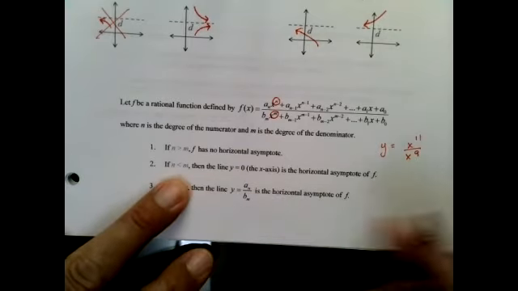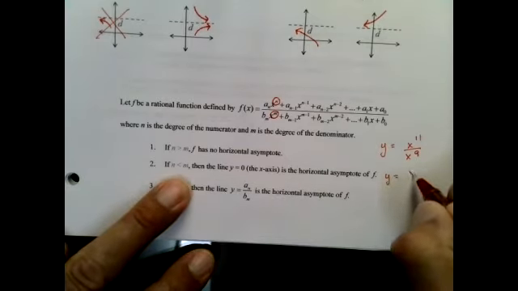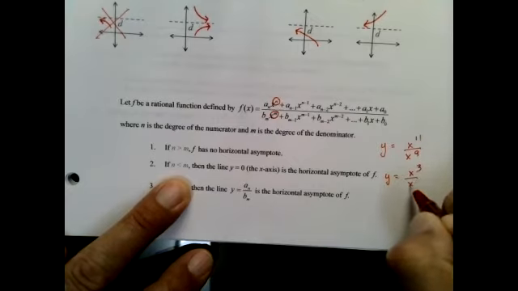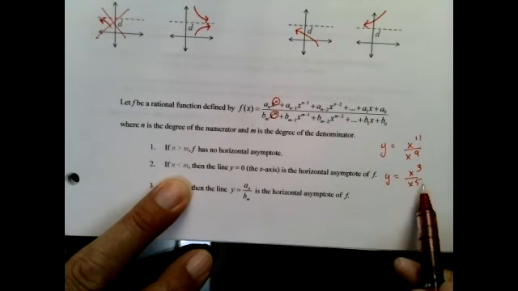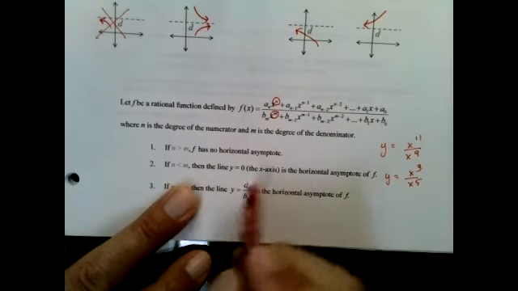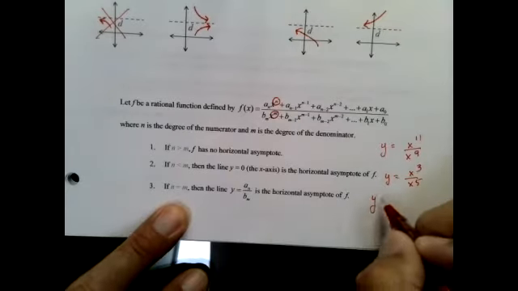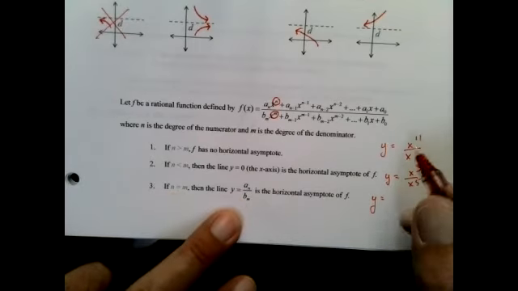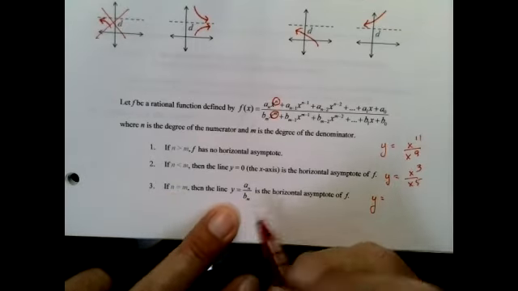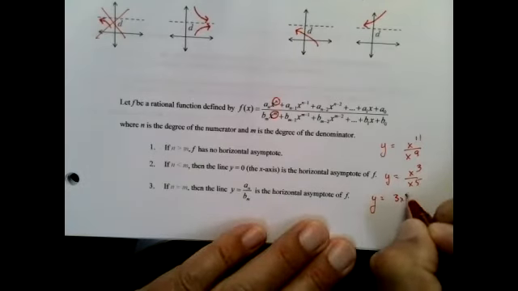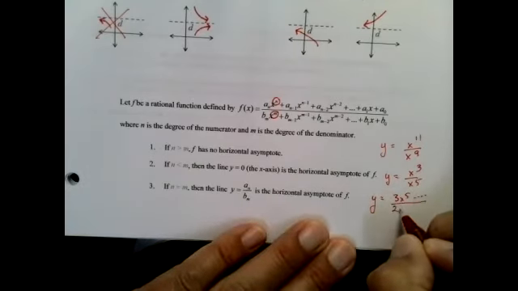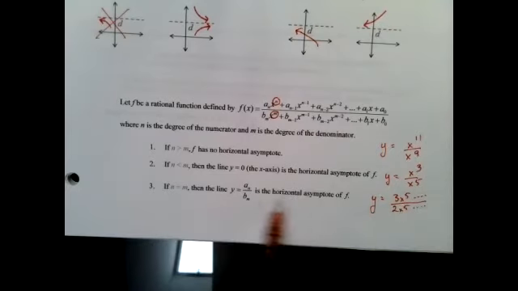If N is less than M, y equals x cubed over x to the fifth, the N is less than the M, then the line y equals zero is the asymptote. And finally, if N and M are the same, then the constant terms matter. So if I have 3x to the fifth over 2x to the fifth, my horizontal asymptote is going to be 3 over 2.